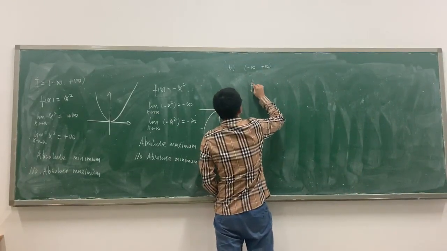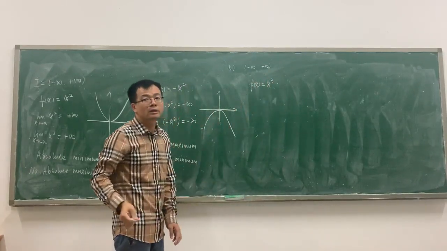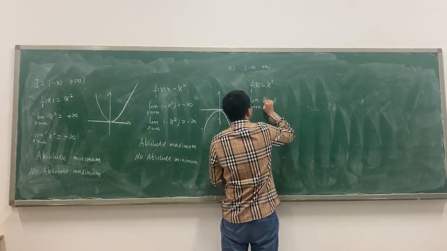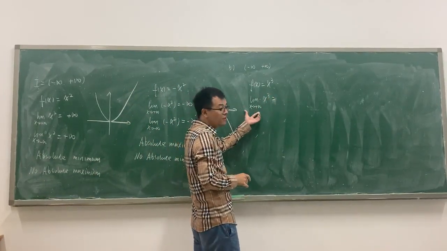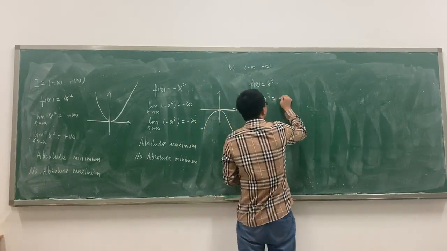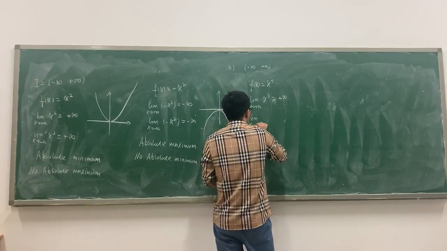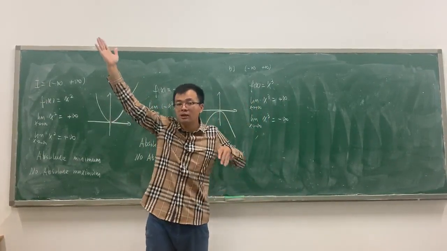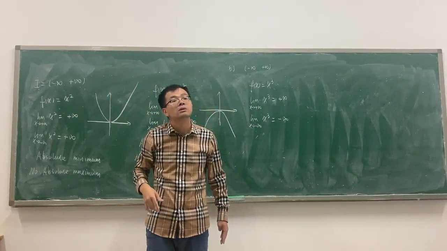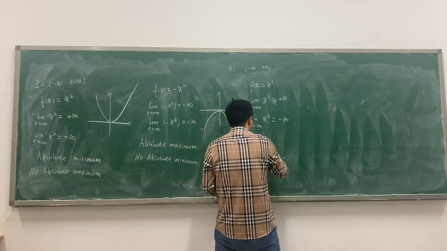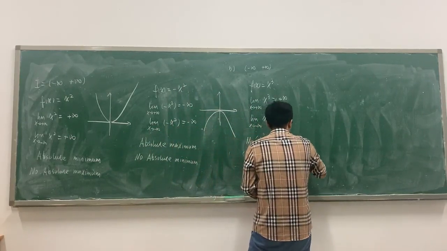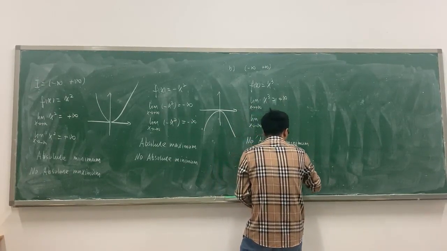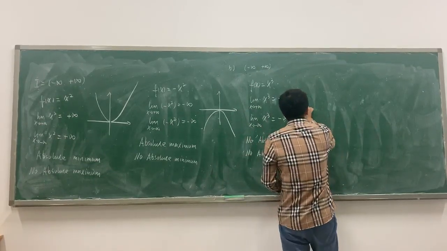The third case is f(x) equals x cubed. Now let's see: as x approaches plus infinity, x cubed approaches plus infinity. And as x approaches minus infinity, x cubed approaches minus infinity. So the right goes to plus infinity, the left goes to minus infinity. So here there is no absolute minimum and no absolute maximum. So this function, you can plot the graph. The graph is like this.